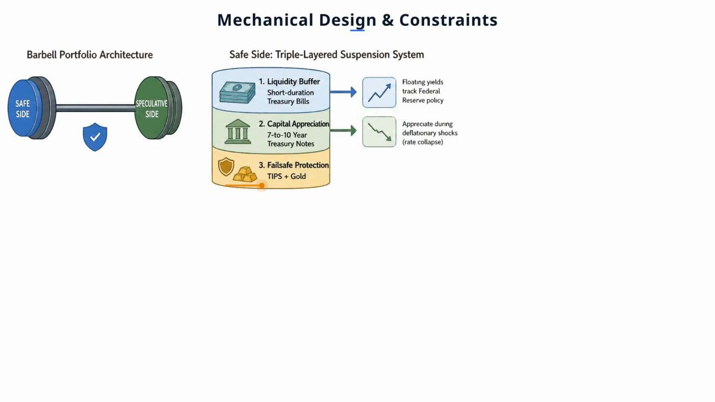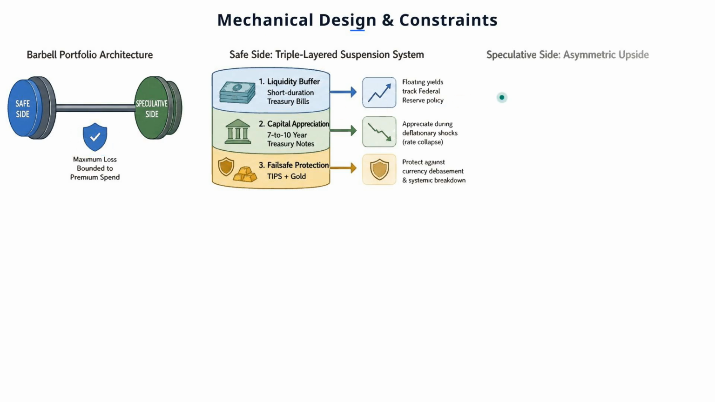Finally, Treasury inflation-protected securities and gold serve as the failsafe against currency debasement and systemic breakdown. This stack is sized so that even if the speculative side fails entirely, the portfolio's maximum loss is strictly bounded to the predetermined premium spent.